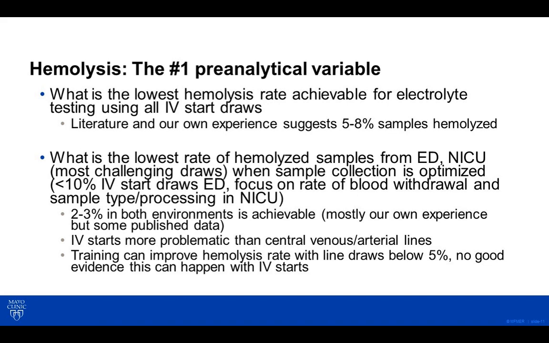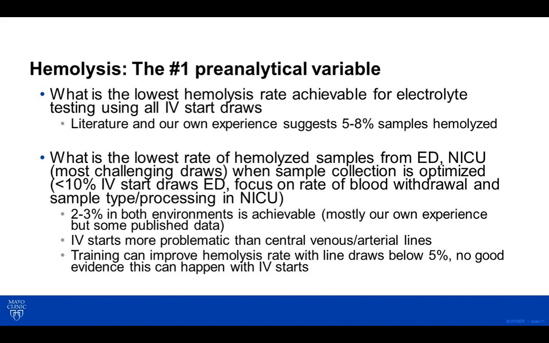And then we know that the NICU is also a challenging environment for collecting specimens and not having to redraw. And so the second question, what's the lowest rate of hemolyzed samples from ED and NICU when we optimize sample collection conditions? So we do fewer than 10% IV start blood draws in the ED, and we do multiple interventions, I'll tell you about in a minute, to reduce hemolysis rate from the NICU. And so we have data in both environments, ED and NICU, that shows that we've been able to achieve over time about a 2 to 3% hemolysis rate.